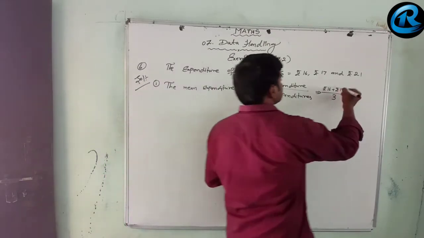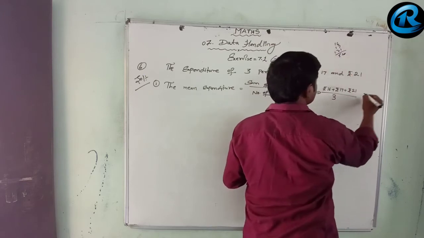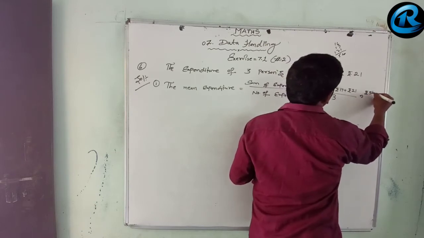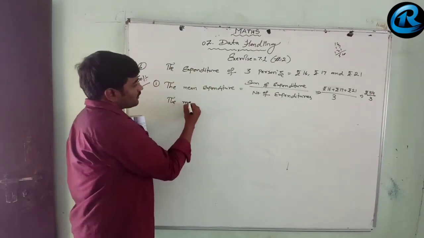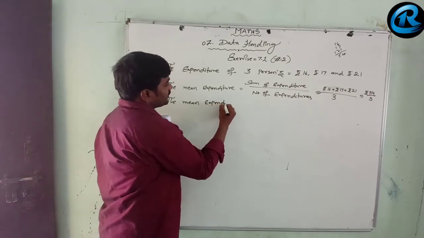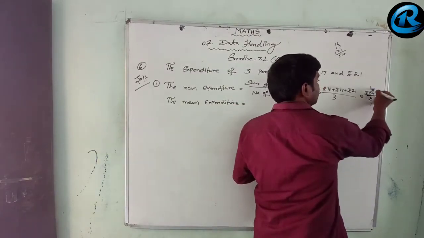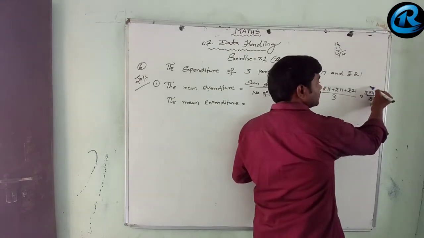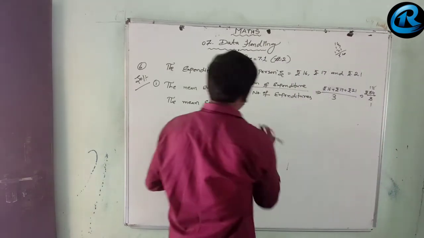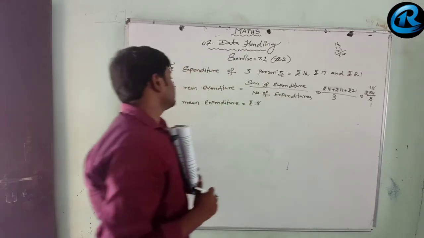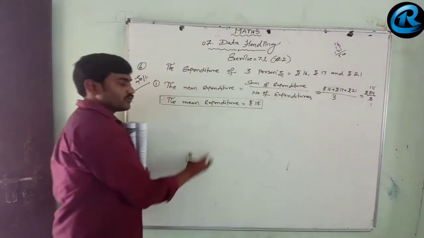Now when you add 16 plus 17 plus 21, we get 7, 7, 14, 1 carry and 4 and 5, that is 54 rupees. That is rupees 54 by 3. So the mean expenditure: 3 ones are 3, 3 ones are 3, 2 left out of 5, that becomes 24, 3 eights are 24, that is rupees 18. The mean expenditure is rupees 18. You write this step by step. Due to lack of space, I will be writing like this.